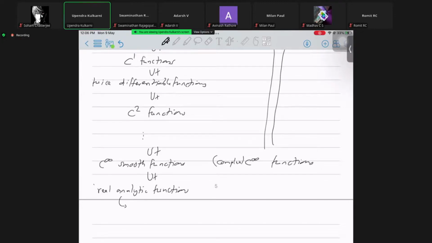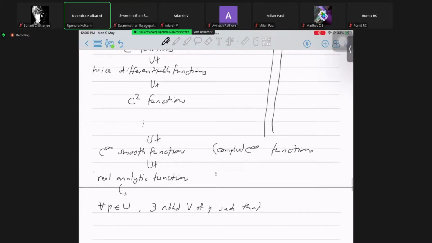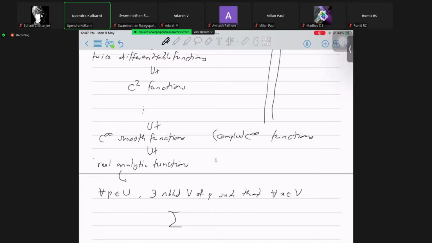So this means that for all P in U, there exists a neighborhood V of P such that if I write the power series, for all x in V, I can write, so I have this Taylor series now, right?